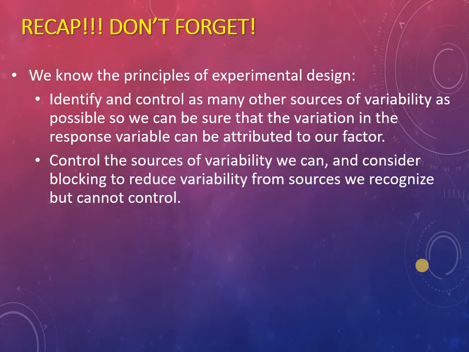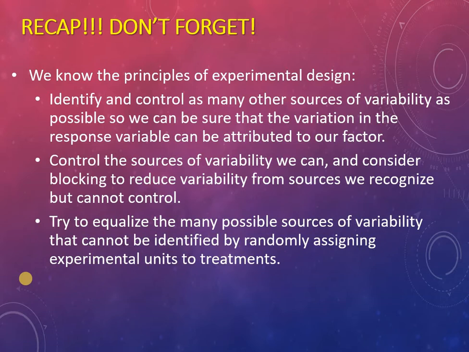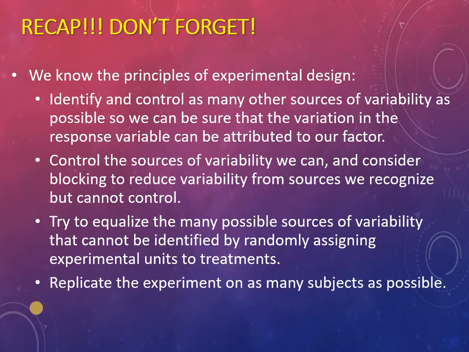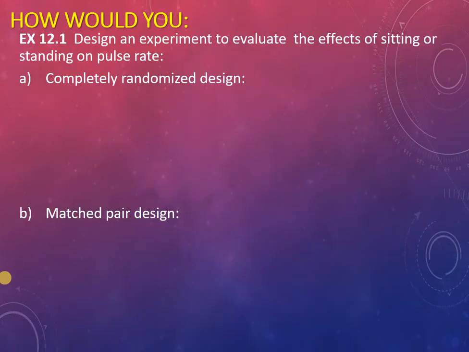So what we do is we control what we can. We randomize for the stuff I can't control. And then I block what I can't control and can't randomize, but it's going to affect anyway. And yep, replicate, replicate, replicate. All right, so practice. This is in your notes.